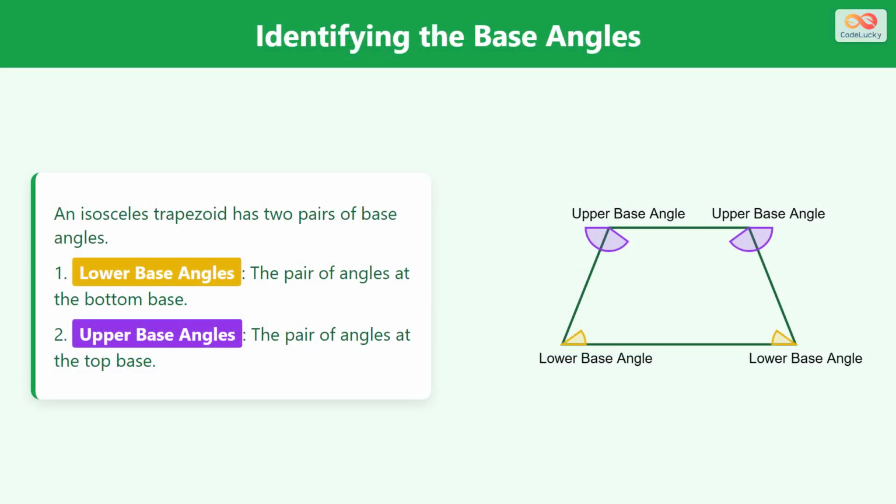An isosceles trapezoid has two distinct pairs of base angles. The angles at the bottom base, highlighted here in yellow, form one pair. The angles at the top base, highlighted in purple, form the second pair. It is important to be able to identify these pairs correctly.